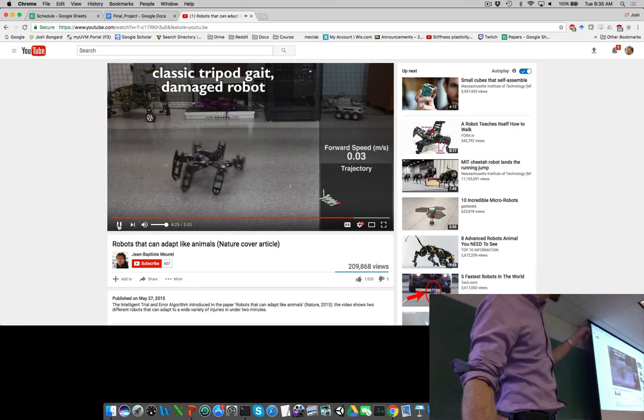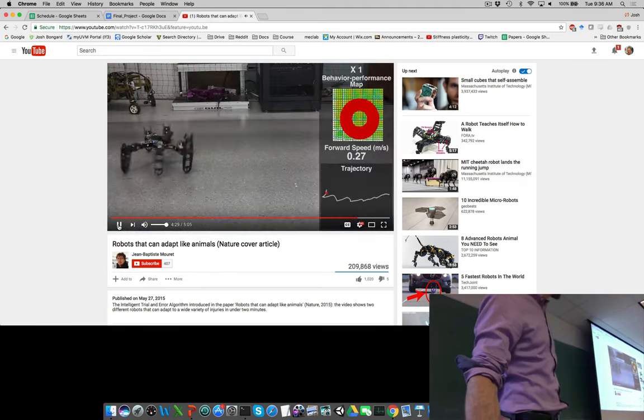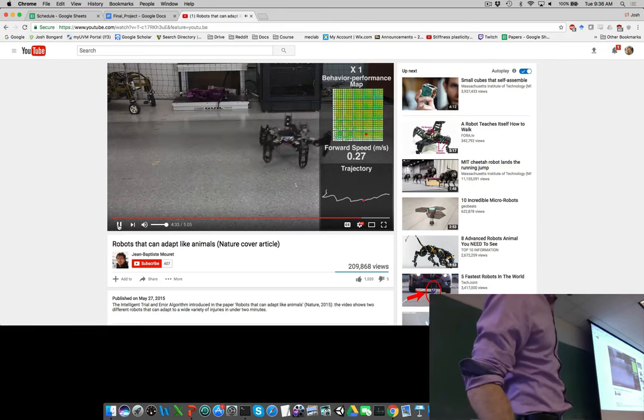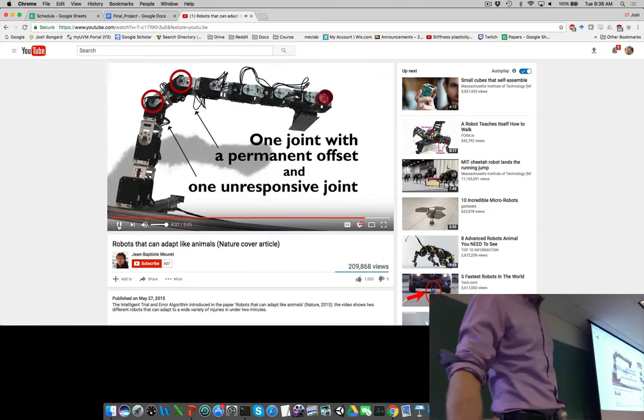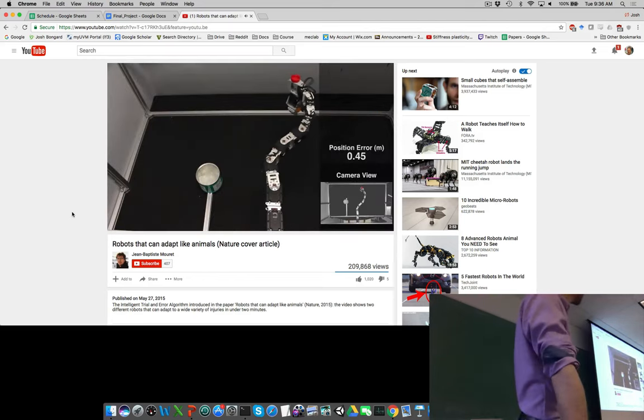This shows the classic tripod gait on one of the damaged robots. So you can see that it doesn't do very well. And here's compensating when you're missing part of your leg. Actually faster than the original one. Actually, let's just look at a few more of these.